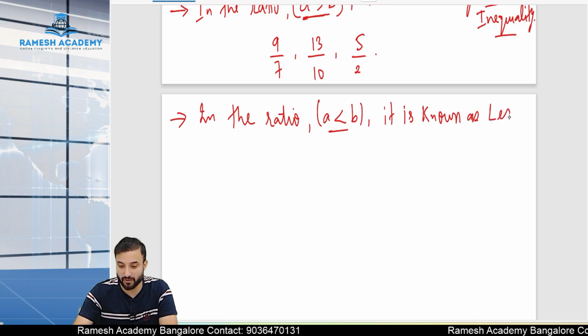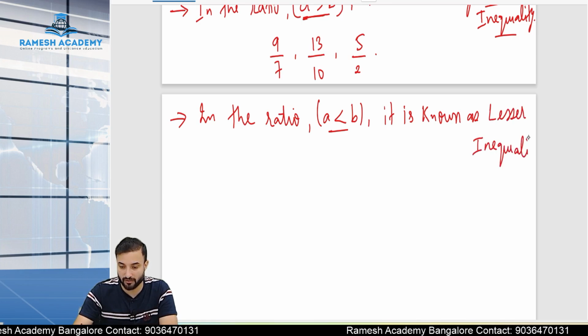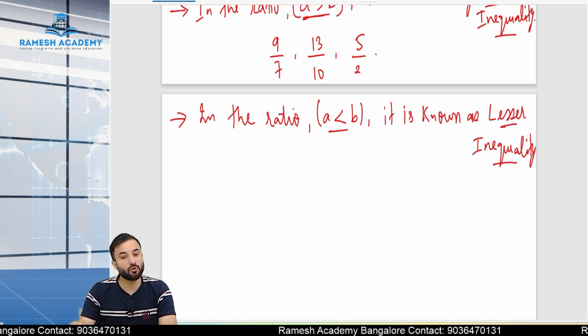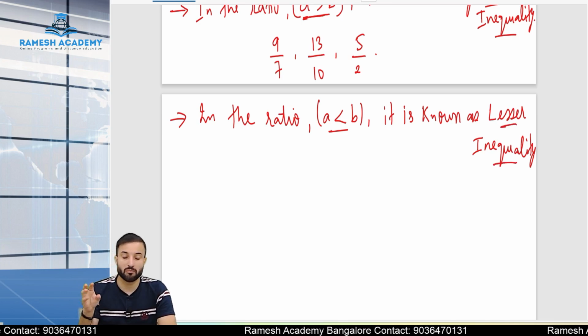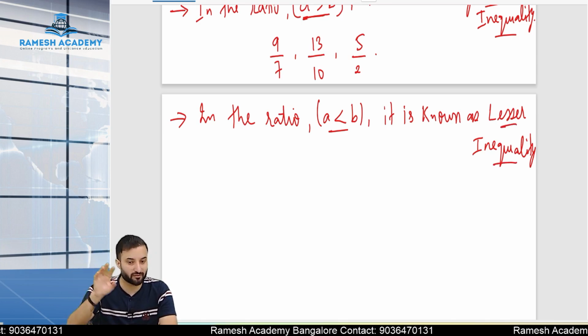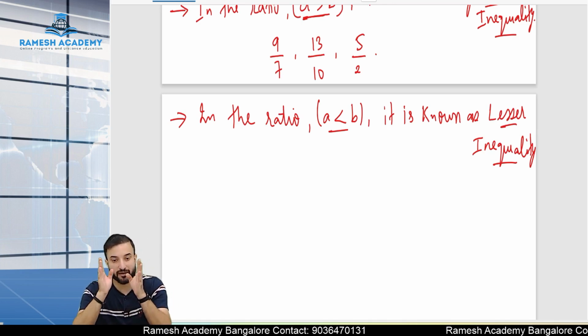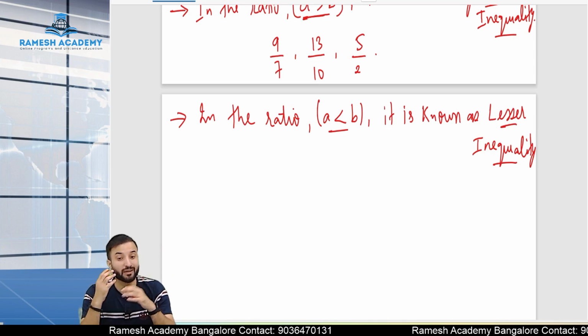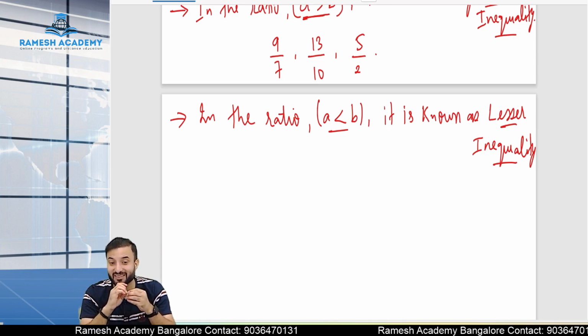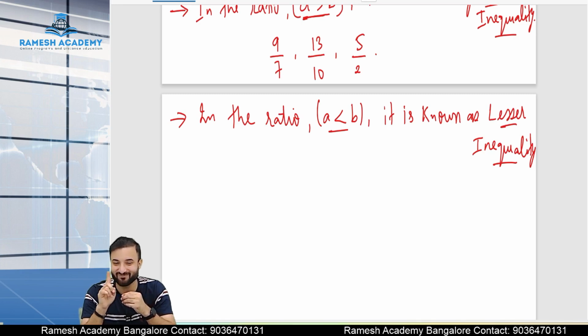It is known as lesser inequalities. See, whatever notes I am writing here, and however I am writing here, you have to write the same thing. These much notes are enough. More than this, any extra is not there and any less is not there. This is exact and accurate. So after this, don't go for any other notes and don't search for notes.